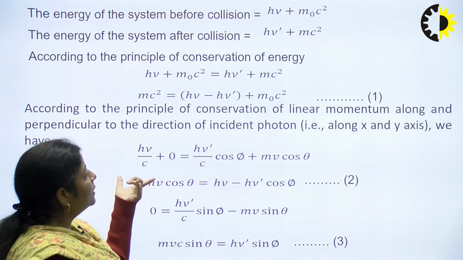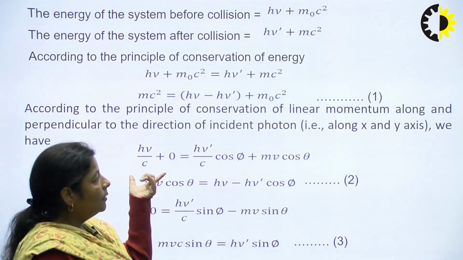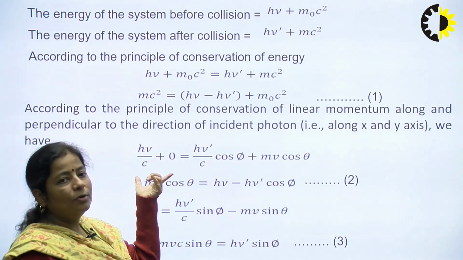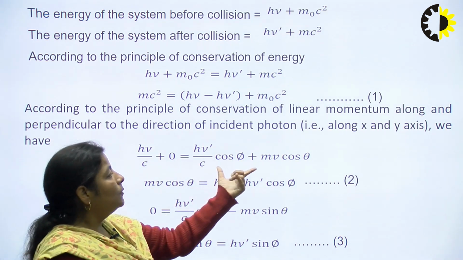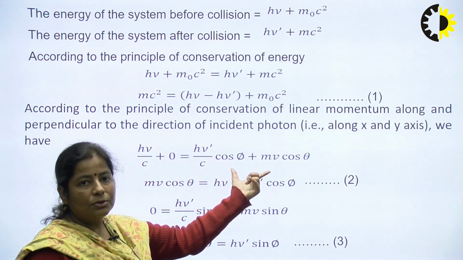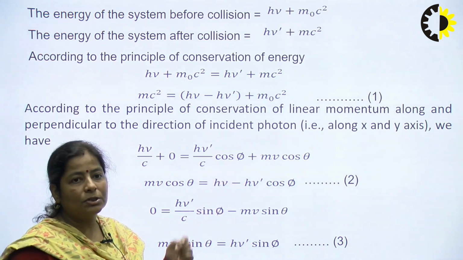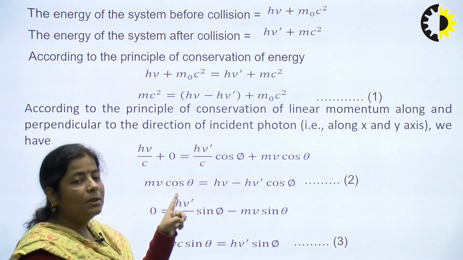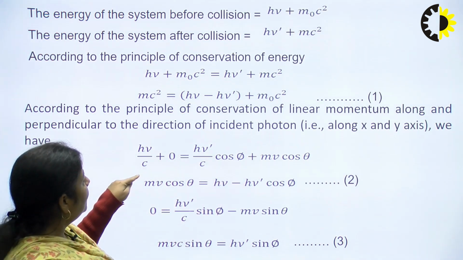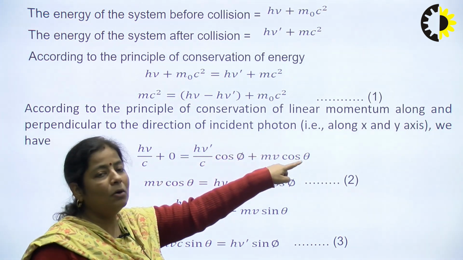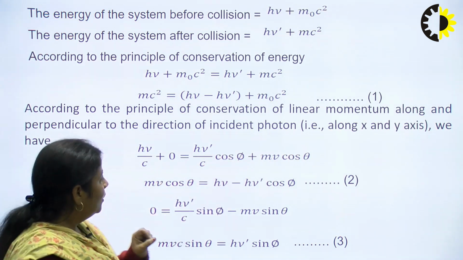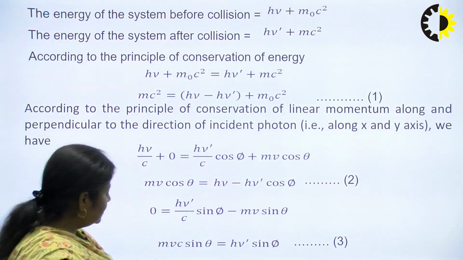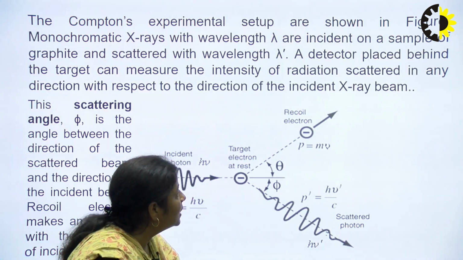All right. So, the momentum conservation law says the momentum before collision is equal to the momentum after collision. We apply the law only along the x-axis initially. So how will we apply it? Let us see. Again, we can take the help of the diagram.